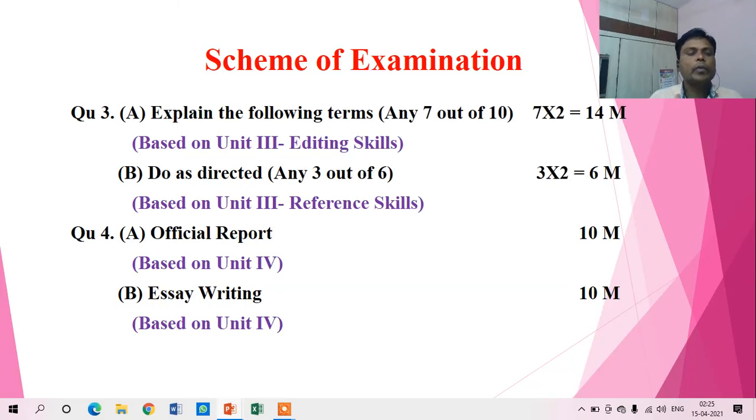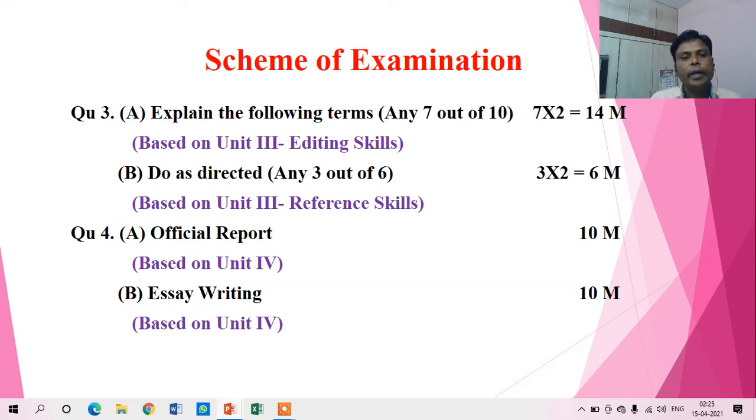Moving further to question number 3. Question number 3, A and B, these 2 questions again have a different sort of pattern. You will find that there will be 10 questions based on the first part of the third unit, that is editing skill. Out of 10 you have to answer any 7 questions. Each question will carry 2 marks, so altogether 7 into 2 becomes 14 marks based on editing skill.